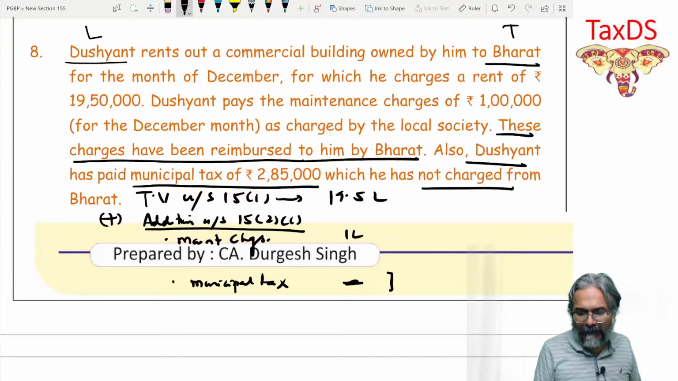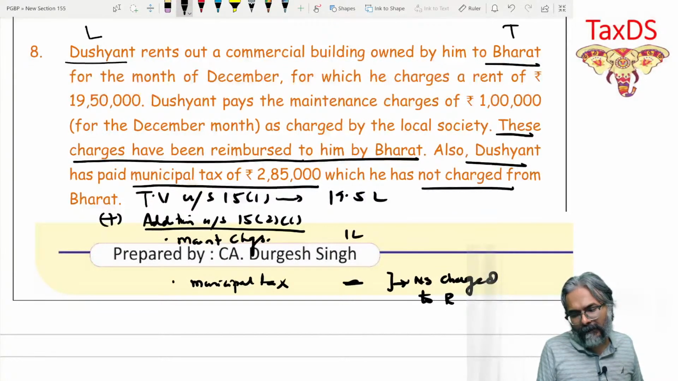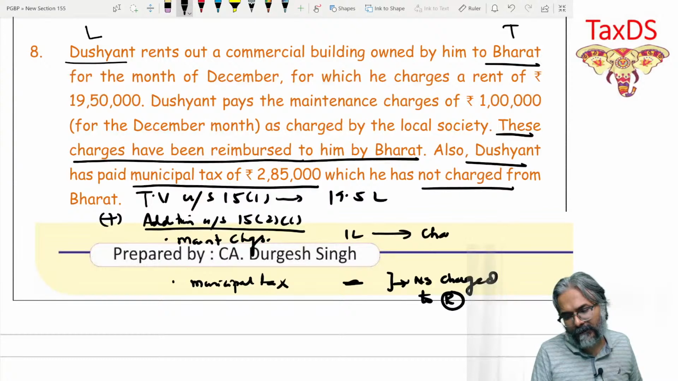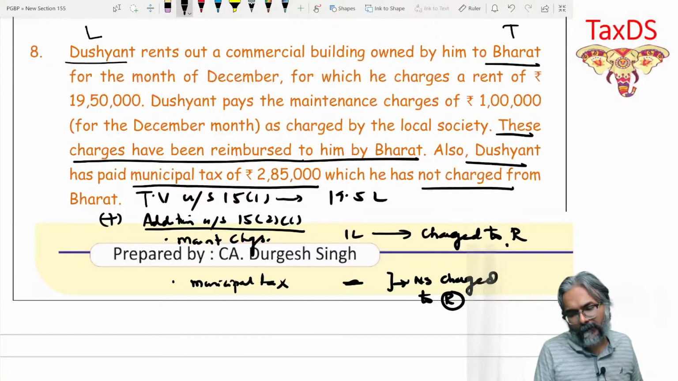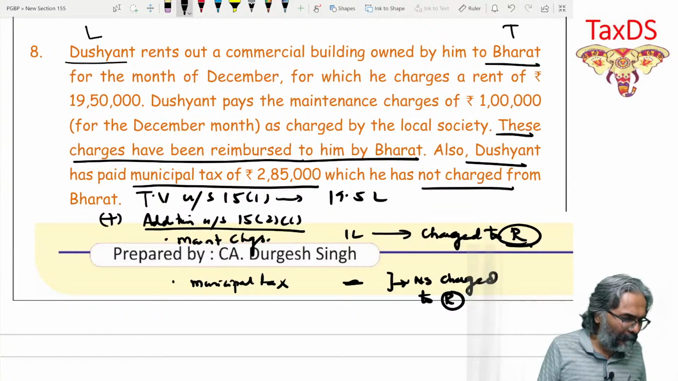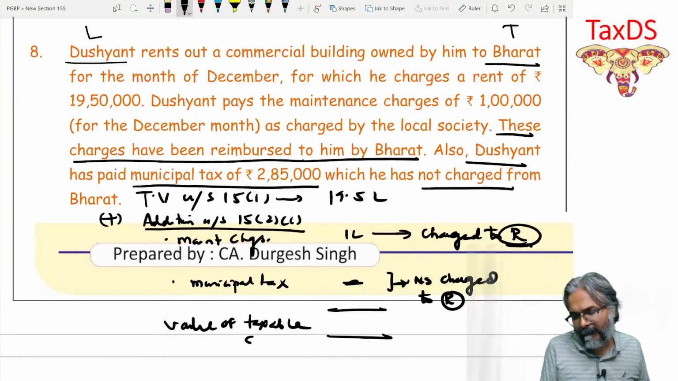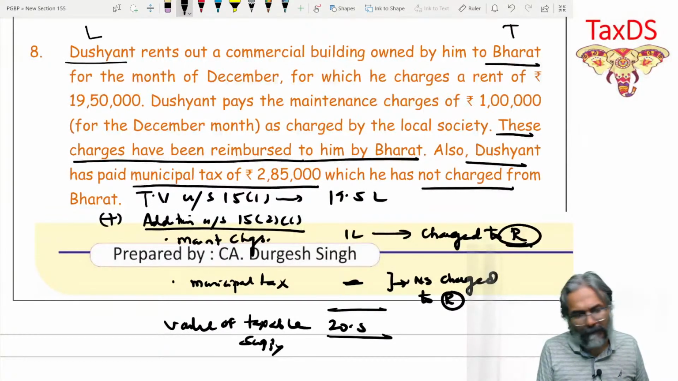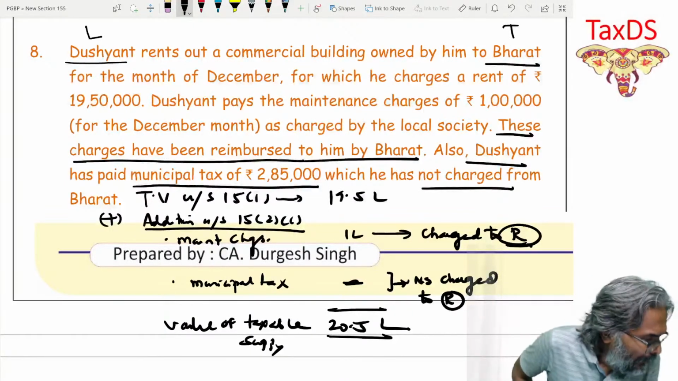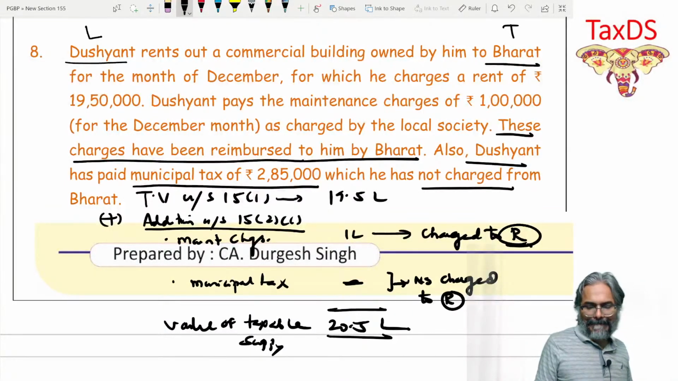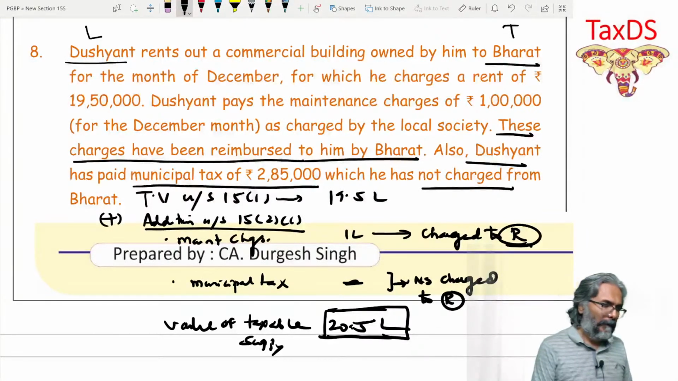Why? The reason is very clear. Not charged to recipient. That is the game. And accordingly, you will get the value of taxable supply, which is 20.5. Let me proceed for the students now.